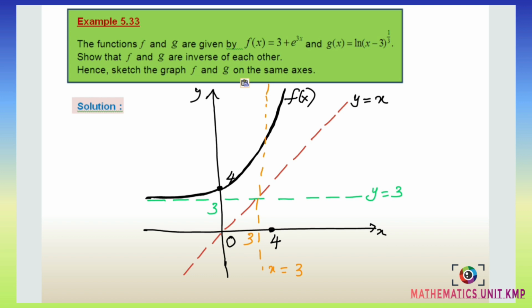When f(x) approaches the horizontal asymptote, g(x) approaches the vertical asymptote, not touching the vertical asymptote. And we can reflect the graph g. And the smooth graph g(x). Okay, done.